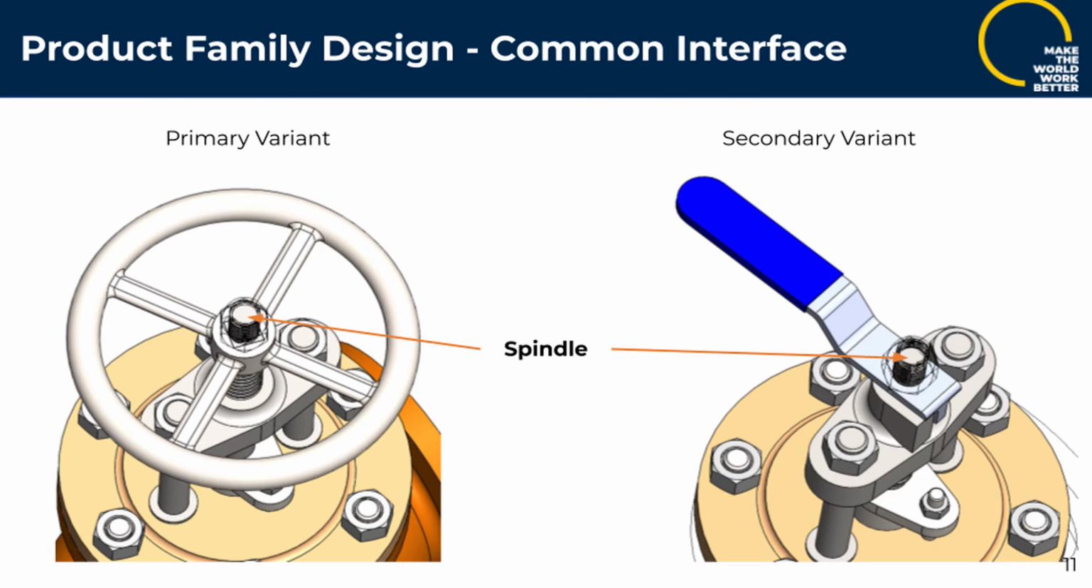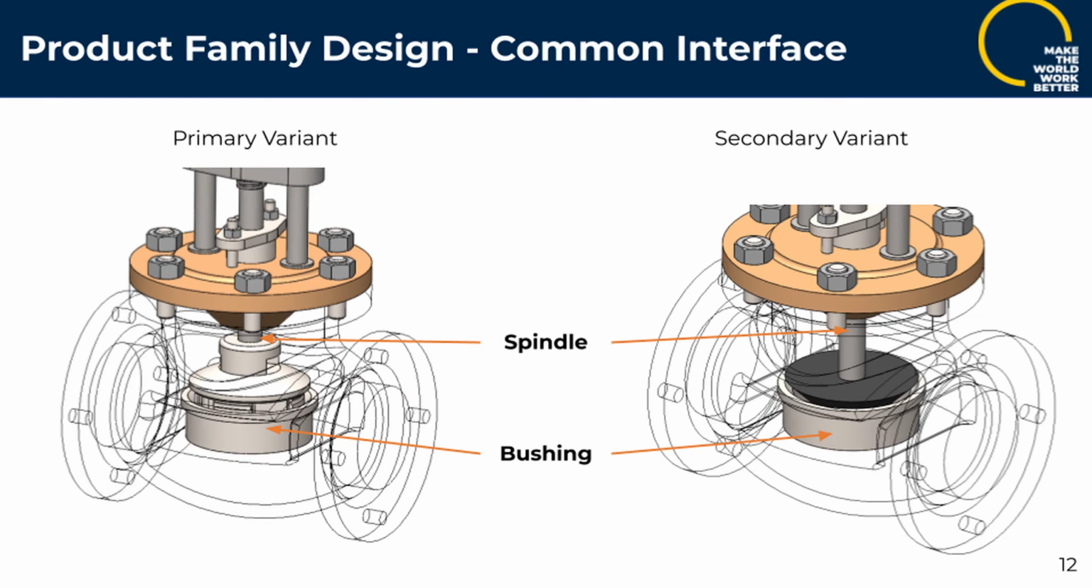This view shows the common interfaces between the modules and the platform. The spindle is a common interface for the handles. The primary variant handle is press-fitted onto the spindle, whereas the secondary variant uses a set screw to connect to the spindle. The common interfaces for the plunger variants are the spindle and the bushing. Both variants are rigidly attached to the spindle. The variants interact with the bushings by being spun into and out of it, controlling the water flow.